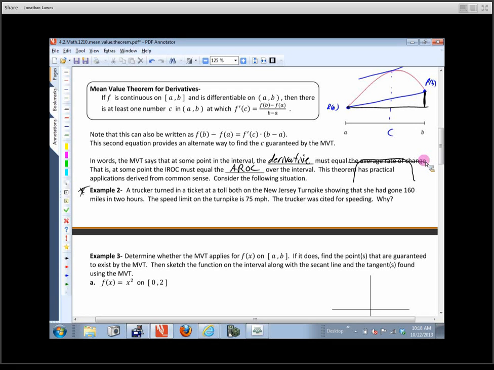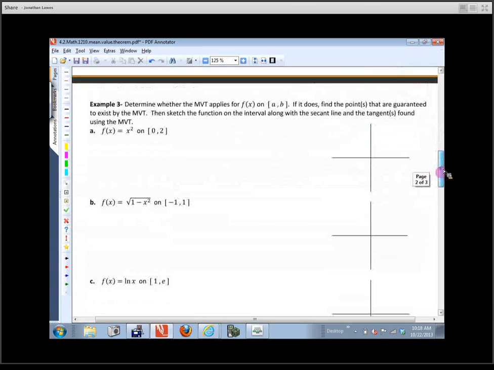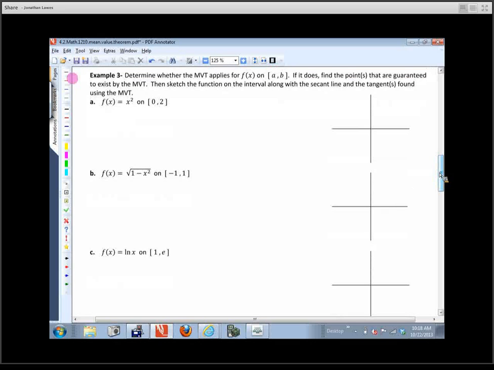Does that idea make sense? If the average was 80, somewhere in between there, they had to be going at least 80. Okay? There had to be one time when they were going 80. At least one time. Okay? Any questions? Okay. Let's flip the page over and let's do some actual math problems with this.